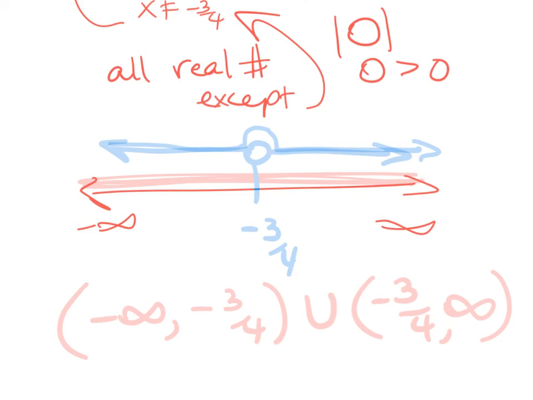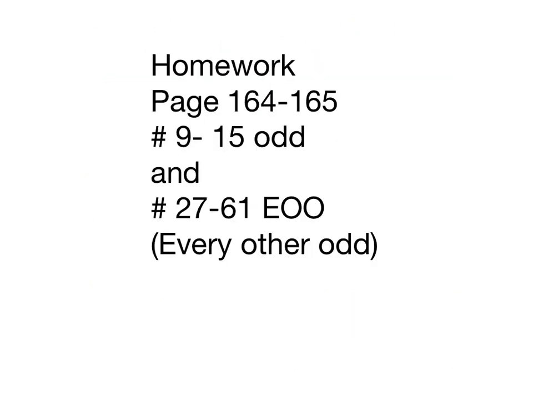So you need to stop and think when your absolute value has a 0 involved and when it has a negative number involved. All the other ones, you're going to make your two problems and solve them. Okay, so your homework is these problems. Again, every other odd. So if it helps you to write out the numbers, 27, 29, 31, 33, and then go back through and cross off every other one, you can do that.